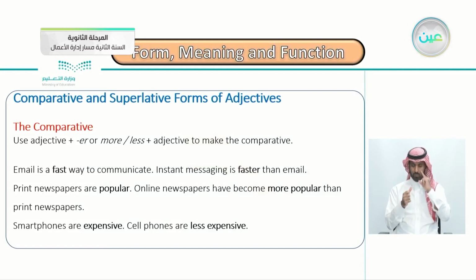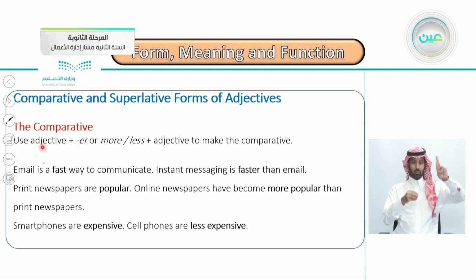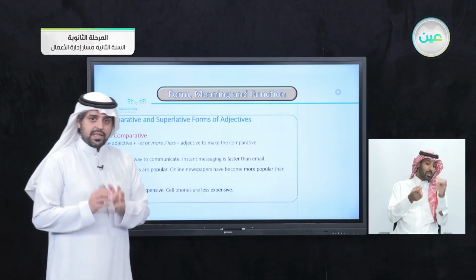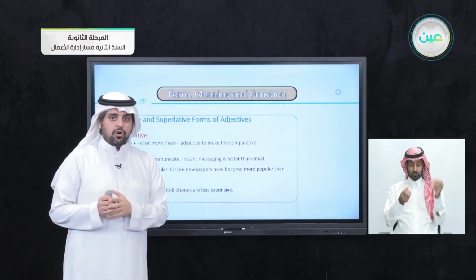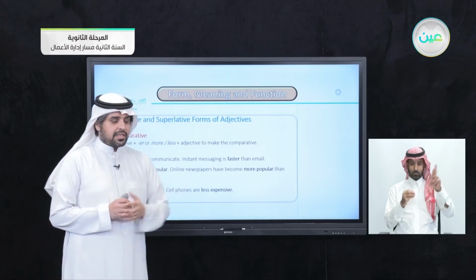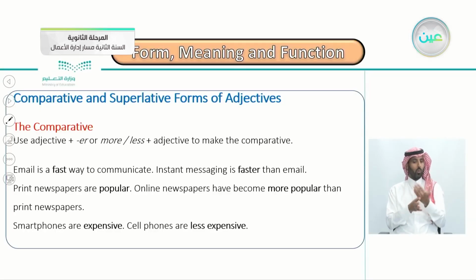Let's read together and study here. The comparative here. We use adjective plus er. So we add er, or more, less plus the adjective to make the comparative. So we have two kinds here. We can take the adjective and add the letters er, or use more or less, then we write the adjective. Why? To make the comparison, to make the comparative.